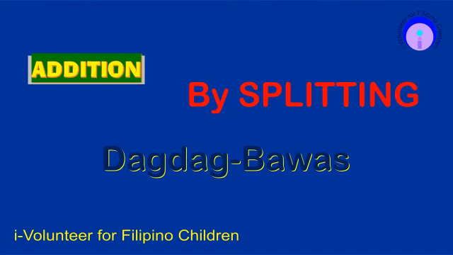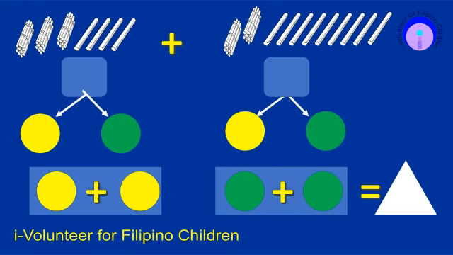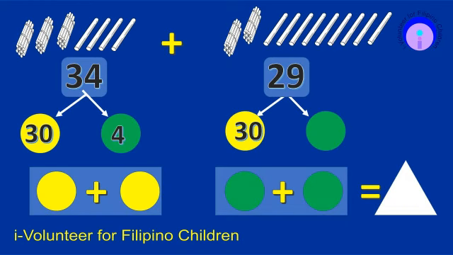Here's another technique that I am using called dagdag bawas. We will be adding 34 and 29 as our example. We will split 34 as 30 and 4. For this technique, we will not be splitting 29 into 20 and 9. Instead, we will be finding the nearest tens of 29, which is 30.